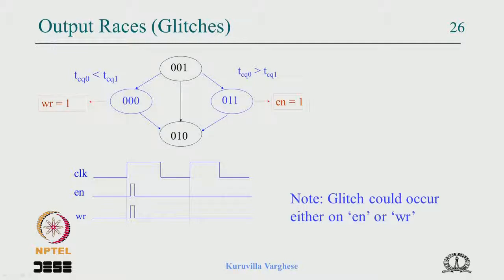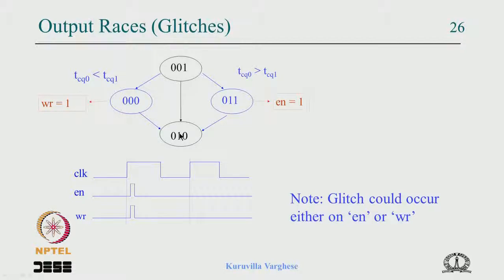This is not in our control. You fabricate it, and everybody tries to fabricate the flip flops on the same die very close together, yet when you do the processing, the electrochemical processing, there could be a variation. But if you think again deeply, the problem has come because two flip flops are changing state. That is why the variation in delay is affecting the output. Suppose the state assignment was 001 to 011. Then bit 1 is not changing, only Q1 was changing state.